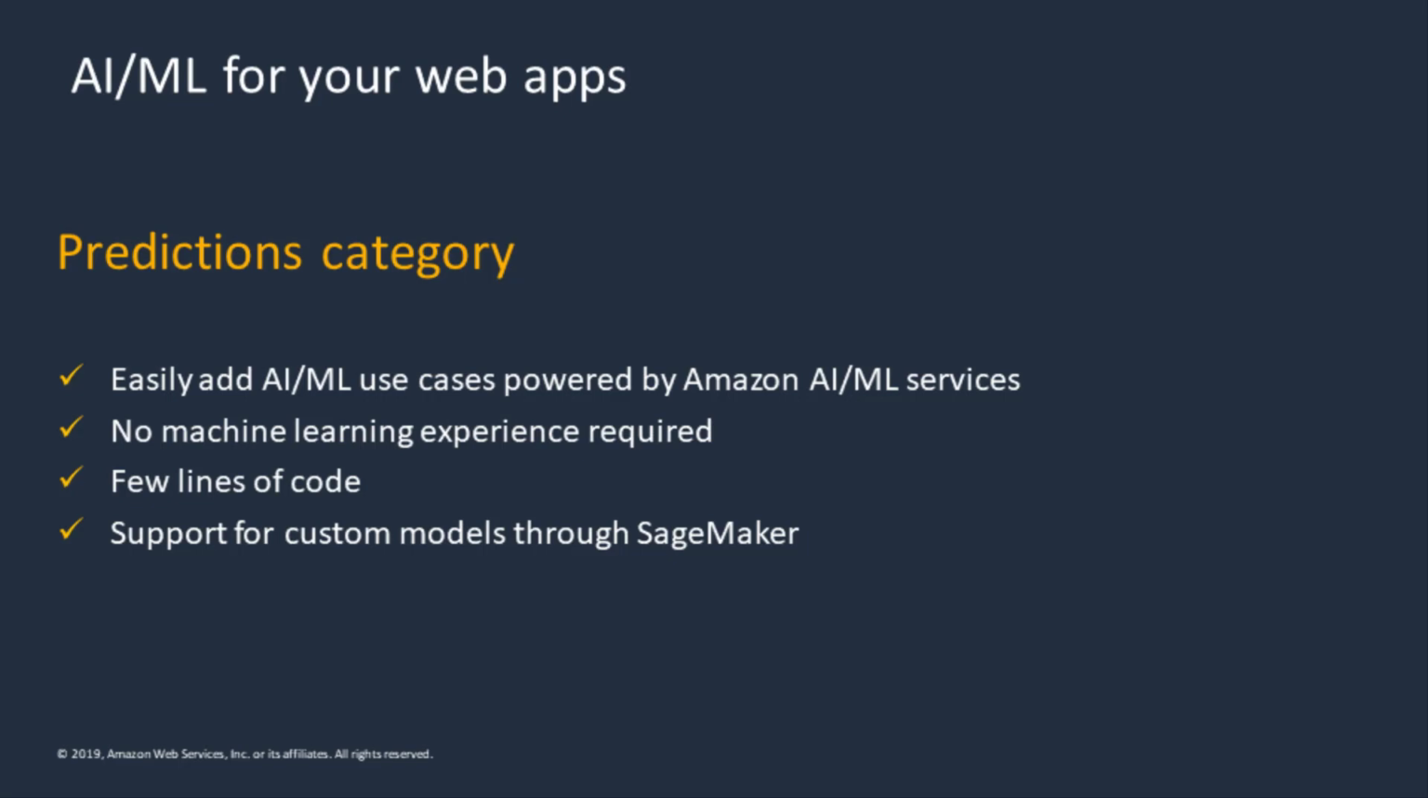So how are we going to achieve it? We're going to use the predictions category. The predictions category enables you to easily add AI/ML use cases powered by your Amazon AI/ML services. So if you've ever seen the Amazon machine learning page, it's divided into two sections.